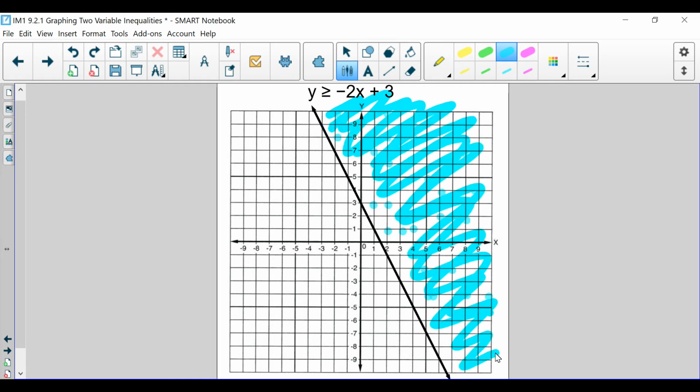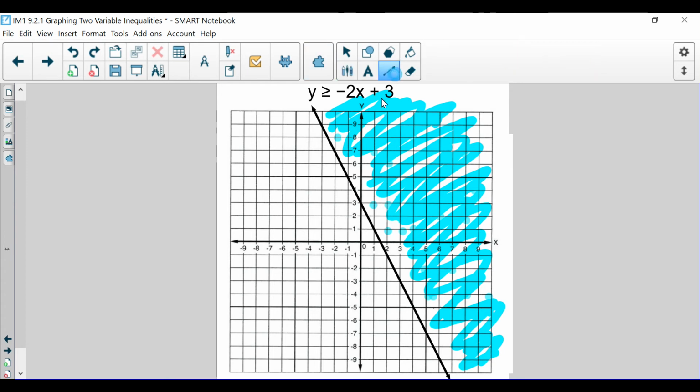So what you get to do is some coloring and shading. You get to shade everything above the line. All right? And that's what it means to be a solution to the inequality. Now, earlier I mentioned, notice how the line was solid.